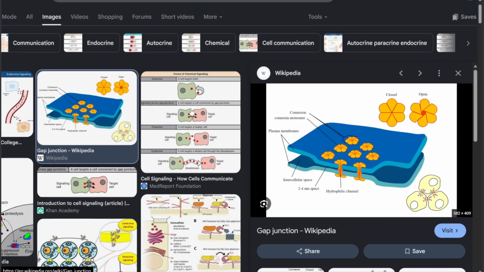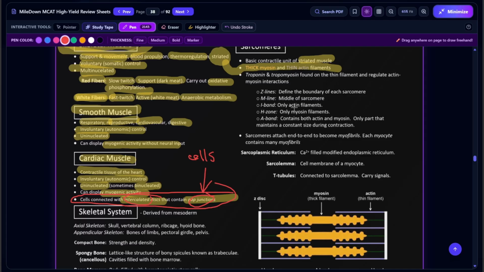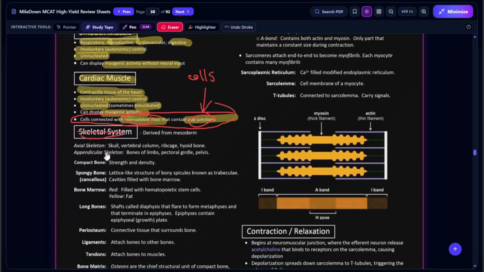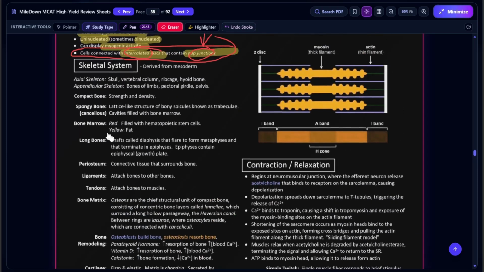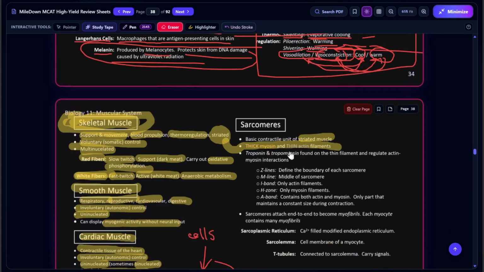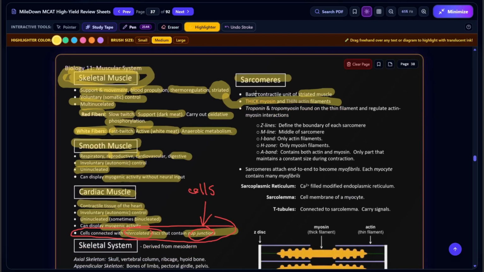So this is a good overview of chemical signaling, but we already went over that in the first parts of the video. So then you also have your skeletal system, your entire skeletal system. But before we go into your bones, I'm going to explain sarcomeres, because they're more in-depth about how your muscles work. Sarcomeres are the basic contractile unit of striated muscles, so your skeletal muscles.